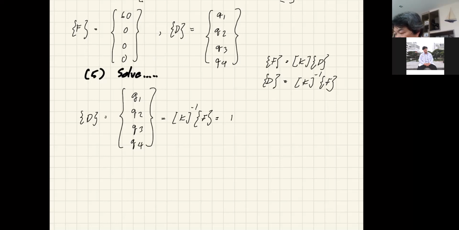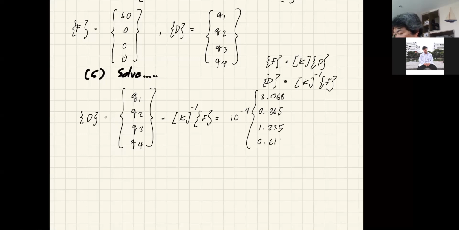So this is 10 to the power of minus 4 times 3.068, 0.265, 1.235 and then 0.618. That's the answer.